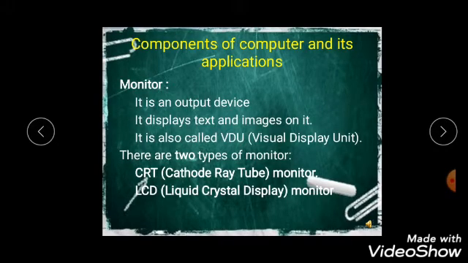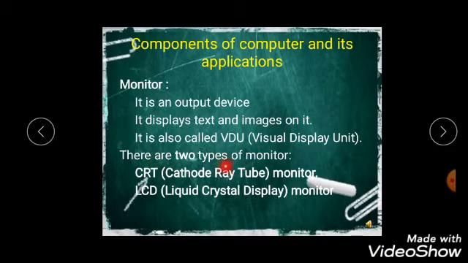And then the monitor. From the four important parts, the first part we are going to see is the monitor. A monitor is an output device. It shows the input which we type using the keyboard. It shows the text on the monitor screen, and it shows images and movies on the monitor screen. It is also called the visual display unit.